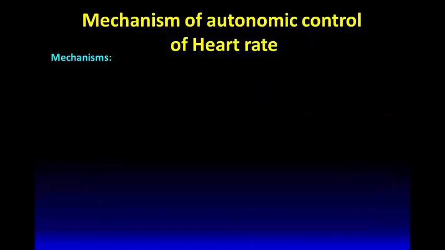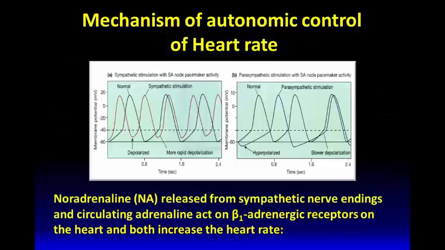On the other hand, with parasympathetic stimulation, there is hyperpolarization of the sinoatrial nodal cells, and the nodal cells will take longer time to reach the threshold level, and as a result of this, lower frequency action potentials are generated than the normal state, resulting in slowing of the heart rate.